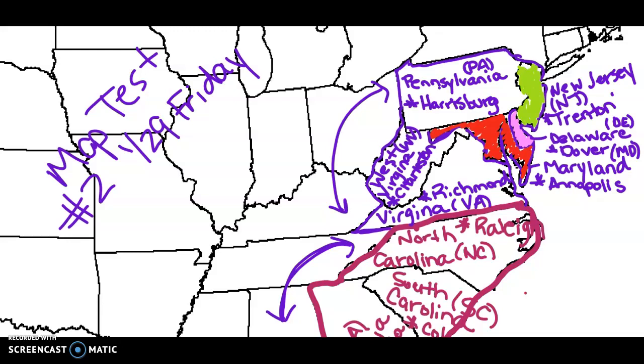Right now, everyone has moved on to Map Test number 2. Everyone missed one or less of Map Test number 1. Remember, the capitals earn you 1 point extra credit added to your lowest grade.